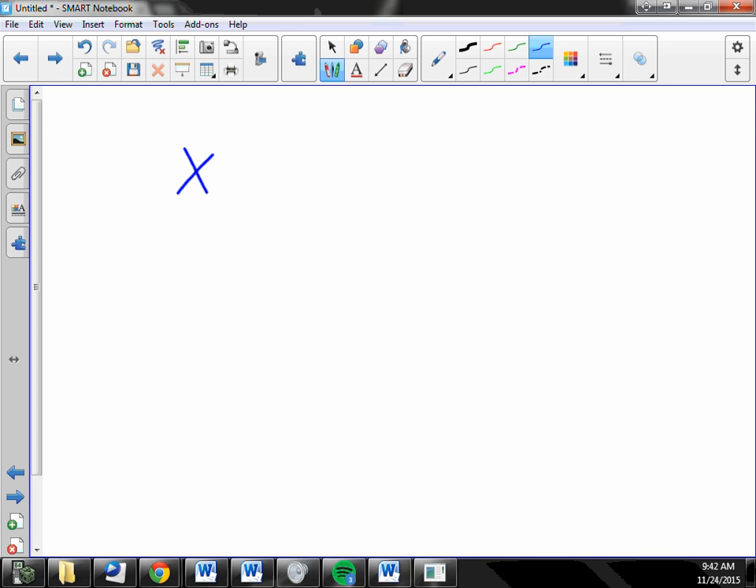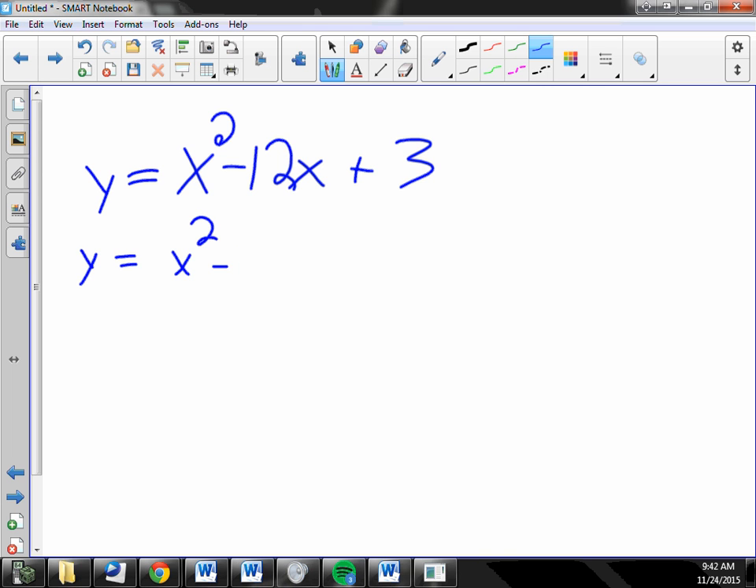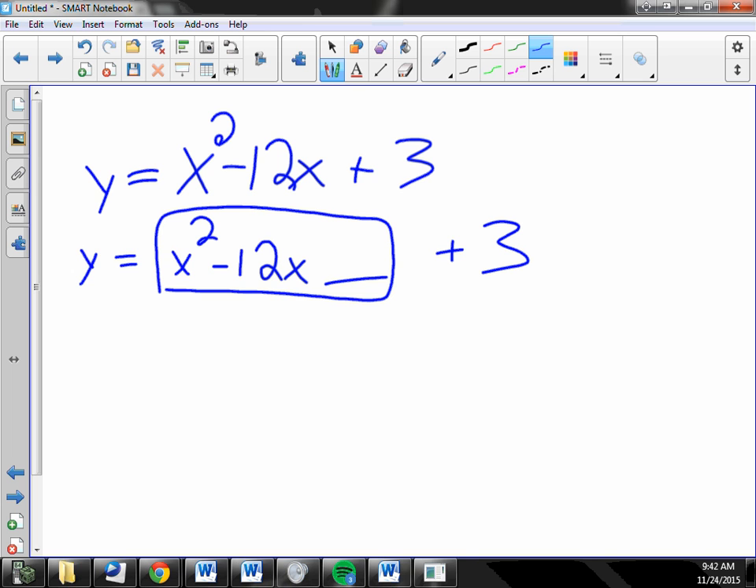So x squared minus 12x plus 3. So that would be y equals x squared minus 12x, I'm going to leave a space, plus 3. Well, can this quadratic be factored into two of the same factor? What would the factor be if the middle number is negative 12? X minus 6 and x minus 6.